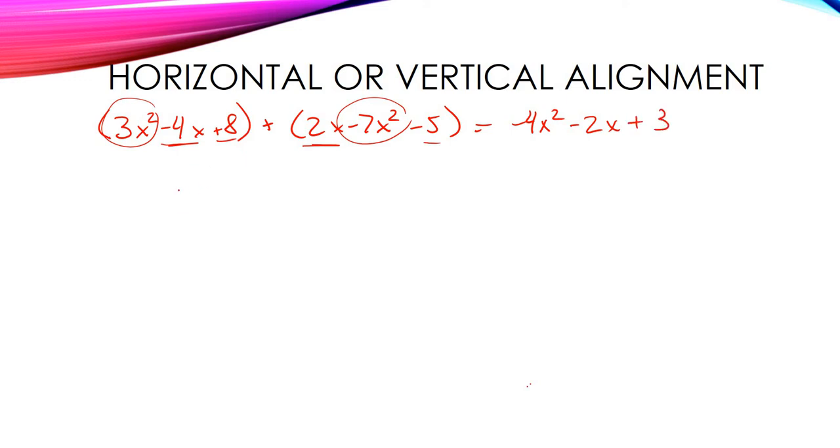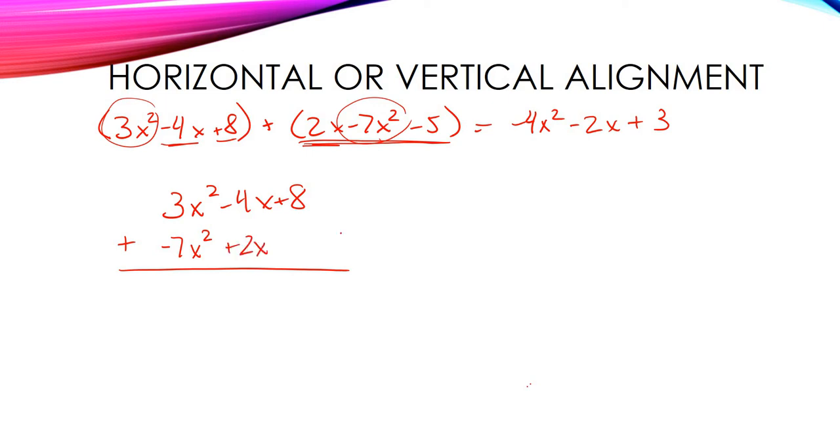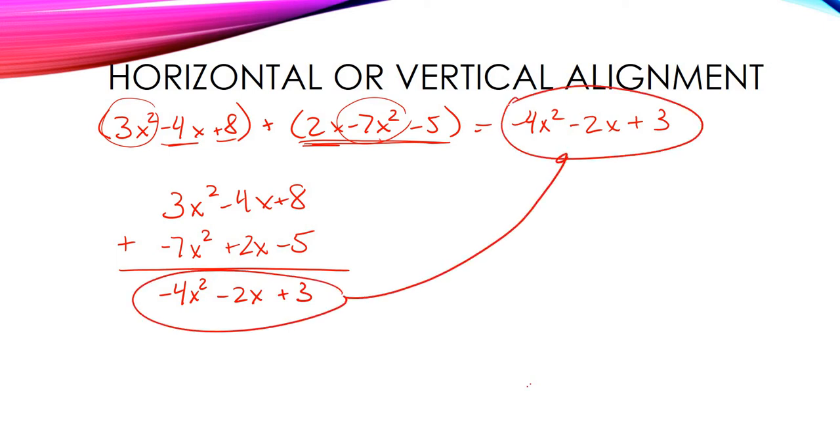We can also line them up vertically. So if I copy my first polynomial, and then underneath I copy the second polynomial like you would a good old-fashioned addition problem. And I've got to put the terms in the same order. So I'm going to put the negative 7x squared first. Then I'm going to put the 2x under the 4x and the negative 5 under the constant. And then I'm going to add going down. 3 plus a negative 7 is negative 4. Negative 4 plus 2 is negative 2. 8 minus 5 is positive 3. So we get the same answer, different way of setting it up.